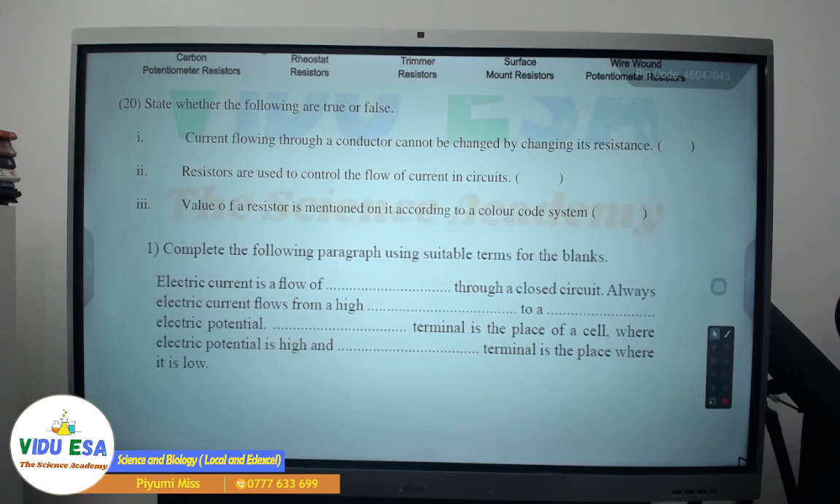What is meant by series connection? What do you mean by a series connection?